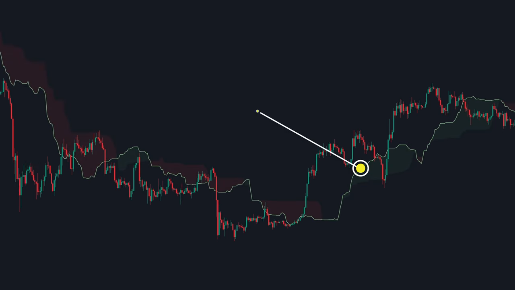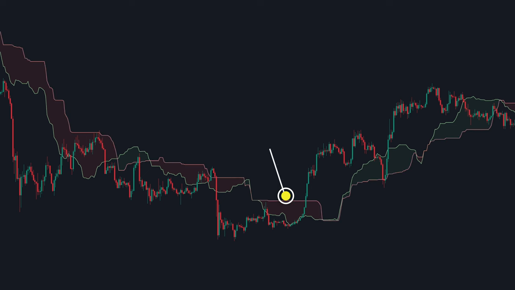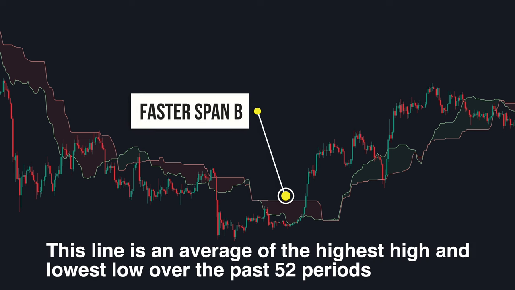Now, onto the cloud lines. We've got faster span A, which is an average of the conversion line and the baseline. It's all about short-term market sentiment, giving us a sense of what's happening in the here and now. And finally, faster span B. This one looks at the average of the highest high and lowest low over the past 52 periods. It's like our long-term view, helping us figure out the overall trend direction.